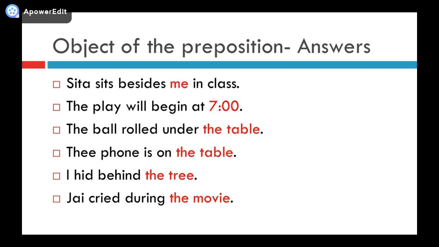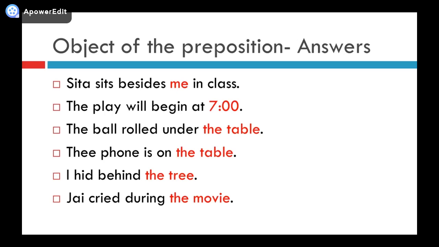Object of the preposition. Sita sits beside me in class. Sita sits, but where? She sits beside me. So beside is your preposition and me becomes the object of the preposition, immediately on the right-hand side of the preposition.